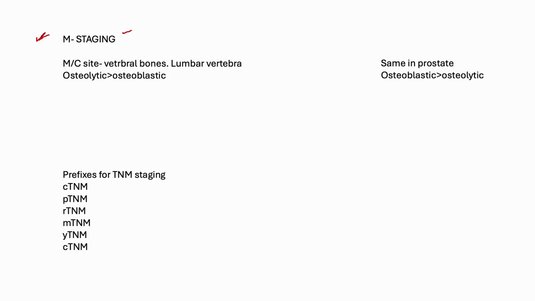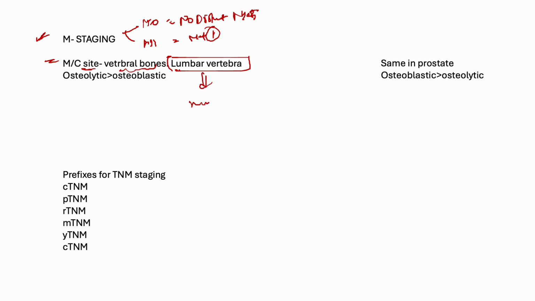Coming to the M staging, it can be M0 or it can be M1. M0 means there is no distant mets. Mets are present. What is the most common site of mets? It's the vertebral bones. In the vertebral bones, the lumbar vertebrae are the most common sites of mets. Why the lumbar vertebrae? Because they are more prone to wear and tear. You have to understand that if anything is more prone to wear and tear, it will provide a surface for seeding of those mets. Okay, that's why these are most commonly involved.